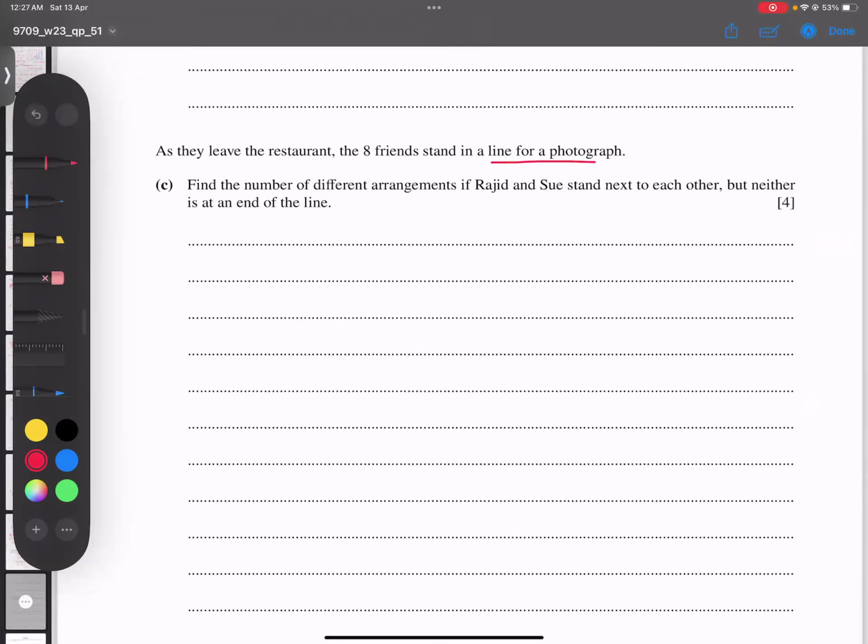Now find the number of arrangements. Again, arrangement is permutation. R and S stand next to each other, but neither can come at the end of the line. Okay, so let's try to do this question.